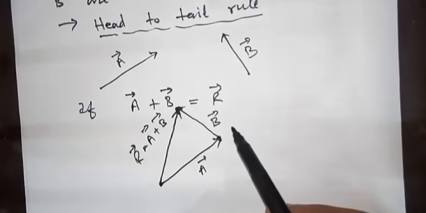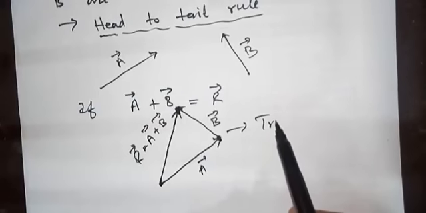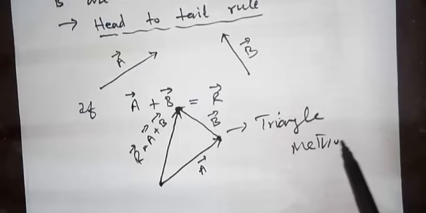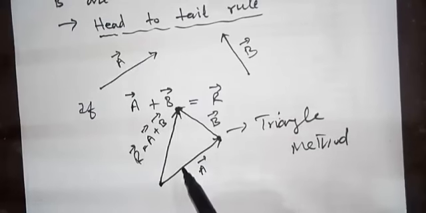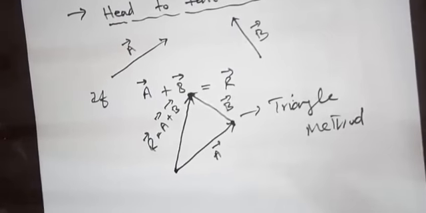This is also called the triangular method or triangle method, because whenever we add two vectors according to the head to tail rule, we will get a triangle. This triangle may be a right triangle, it may be an isosceles triangle, whatever, but it will be a triangle. The final result will be in a triangle form.